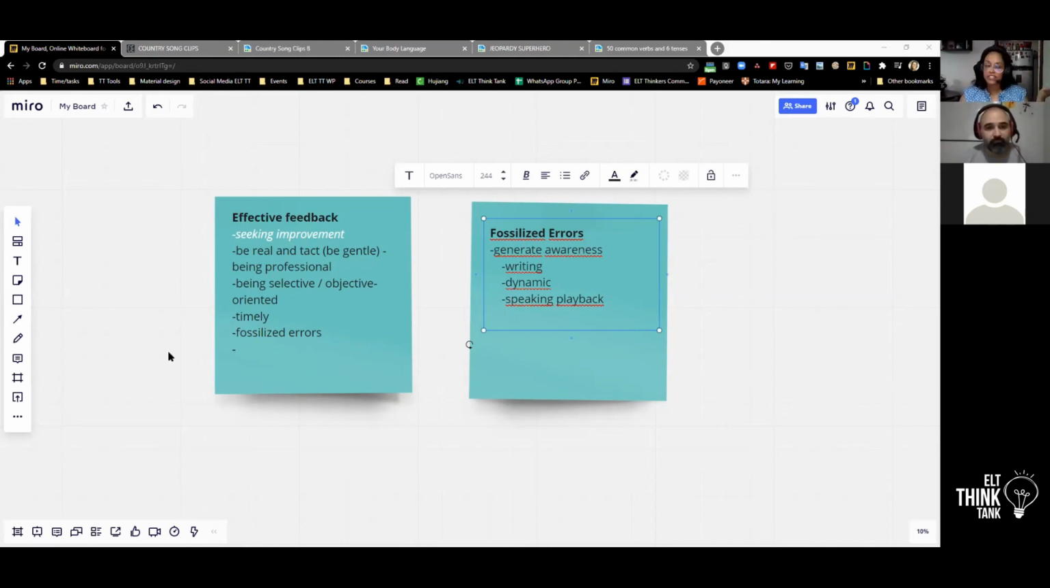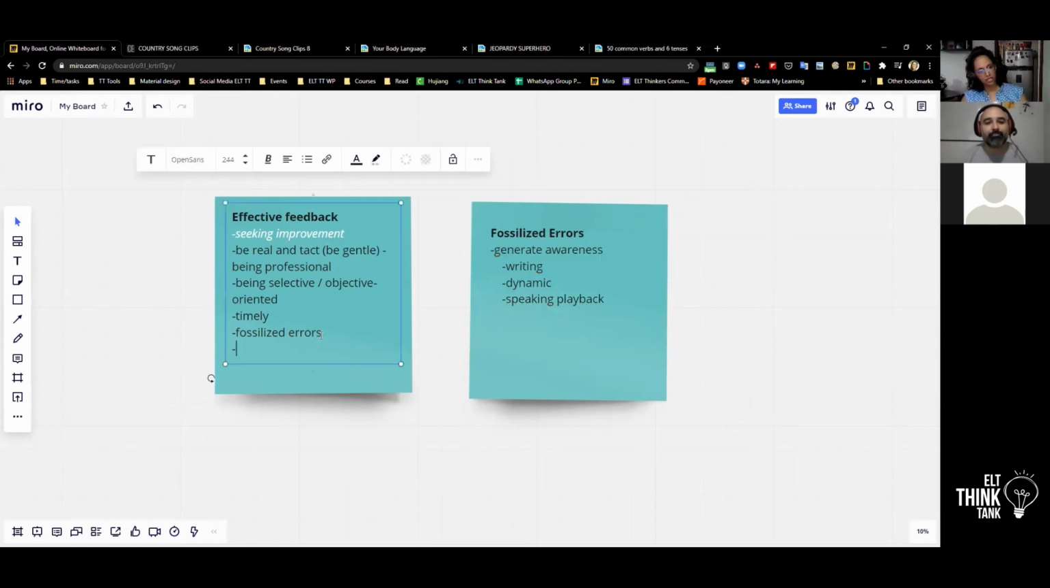All right, what else gives effective feedback? So we have making sure that it's seeking improvement, being real or being professional, being selective or objective oriented, timely, going for those fossilized errors. So I'm just going to leave this one on the other side. All right. What else? Praise before. Yes, start with the praise. Always.